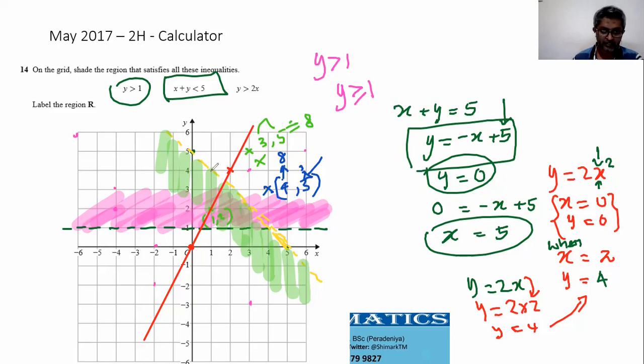If you take any point on this side, I'll take this point, another example, 1 comma 4. Y and 2x: 2x is going to be 2, here y is 4. Which is greater, 2 or 4? Which side is bigger? 4 is bigger, right? So this side is fixed.